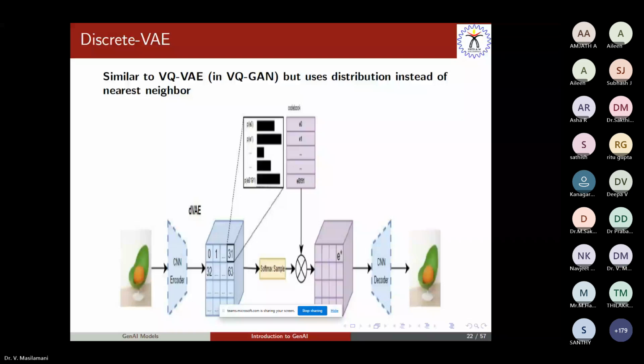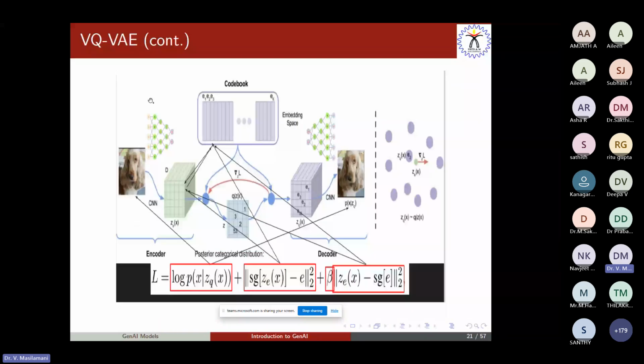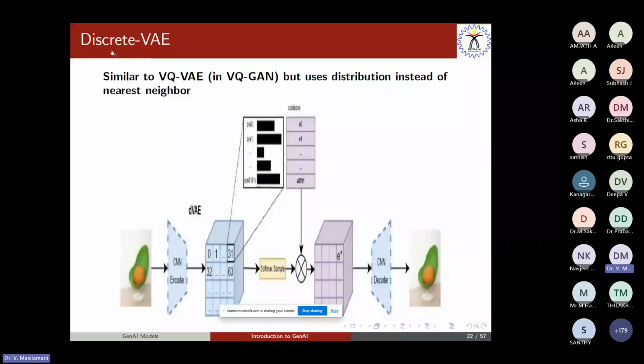Well, let us look at this. This is another version. Earlier we looked at the vector quantized variational autoencoder. Another variation to VAE is the discrete version of VAE.